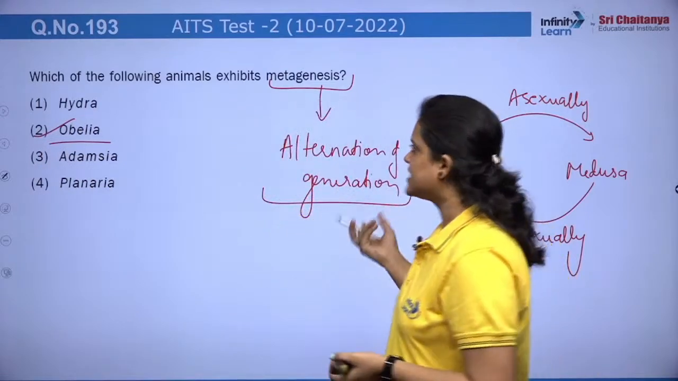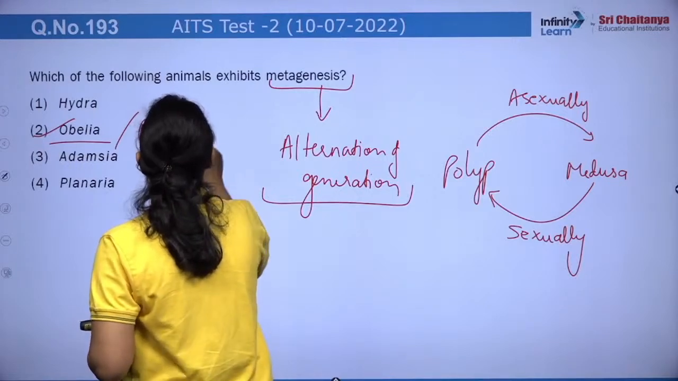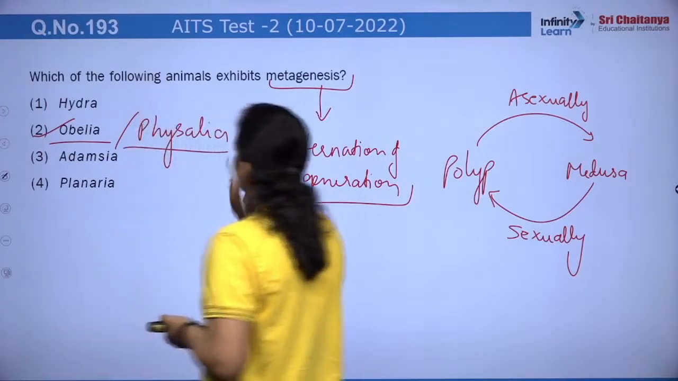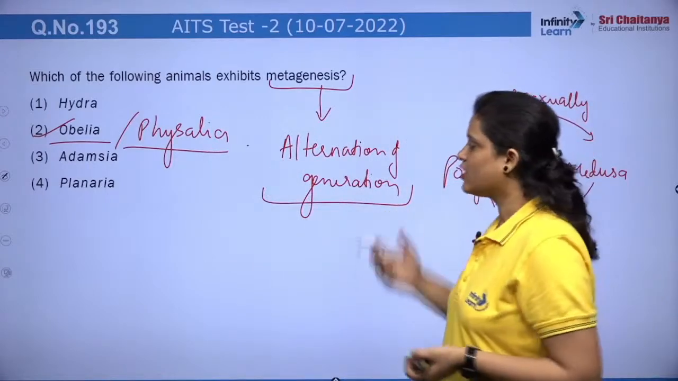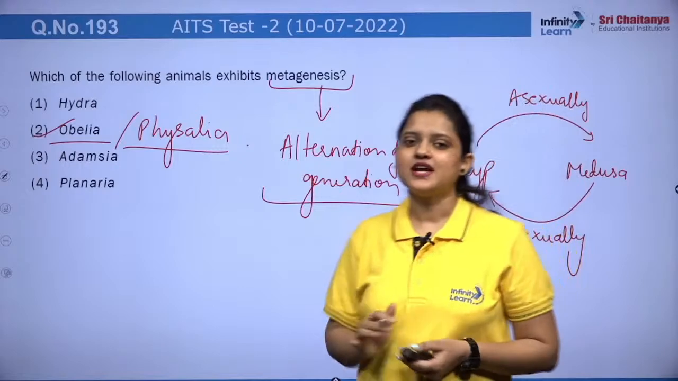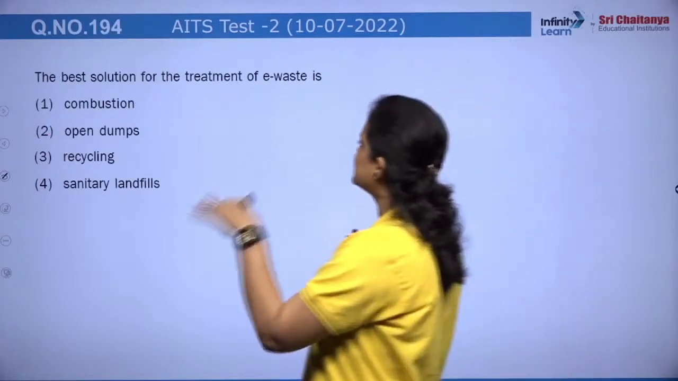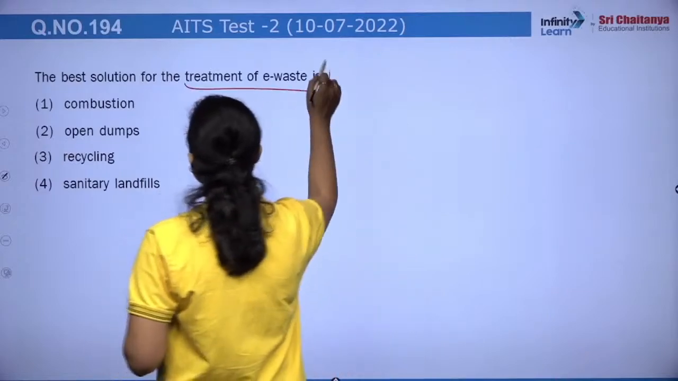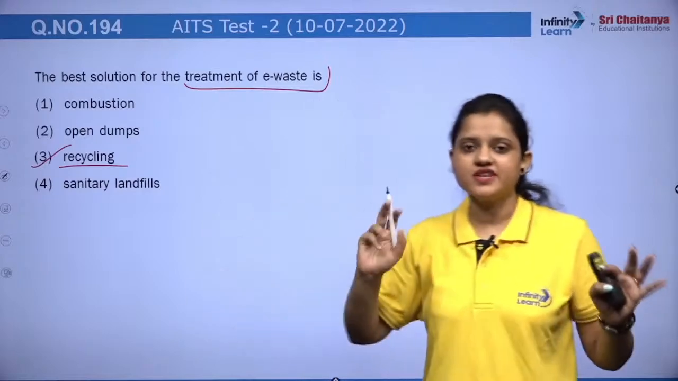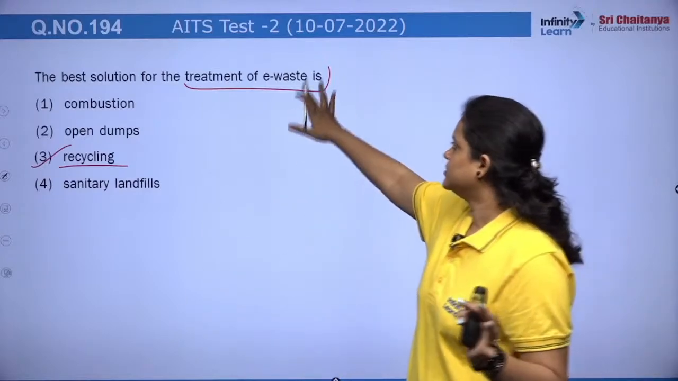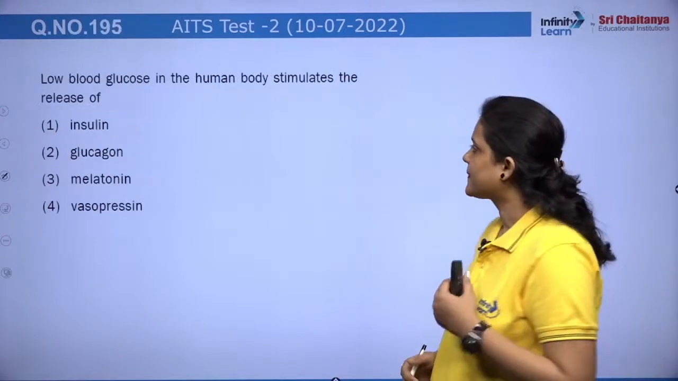So Obelia will exhibit metagenesis, and also Physalia, which is actually Portuguese man of war. The common name of Physalia is Portuguese man of war. It can also exhibit metagenesis. Next question. The best solution for the treatment of e-waste is recycling. The best way by which we can treat the e-waste is recycling them, right?